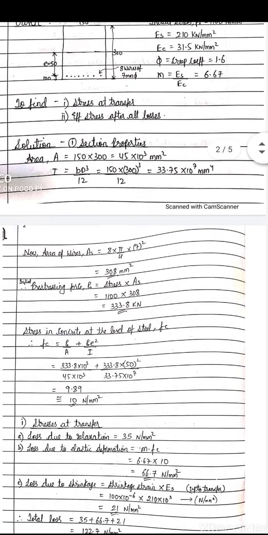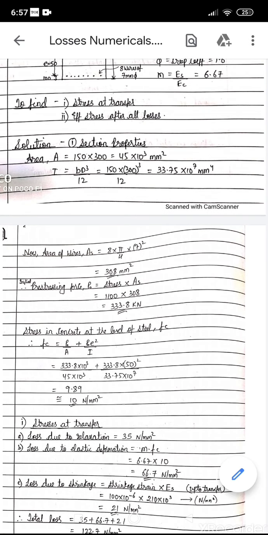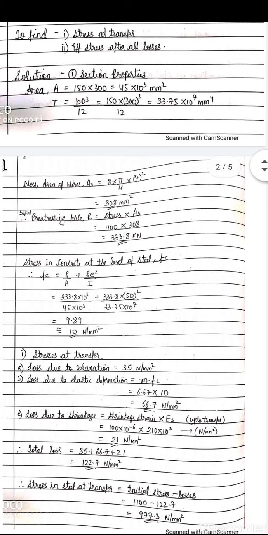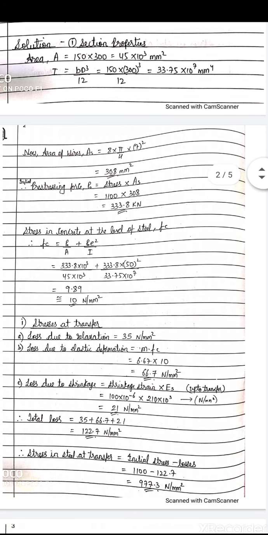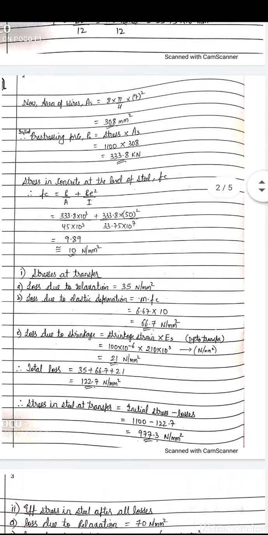Then loss due to elastic deformation. Loss due to elastic deformation is nothing but m into fc. We already know the formula. So m is your modular ratio, which we have found out as 6.67, and your fc is 10, so that comes out to be 66.7 Newton per mm square.